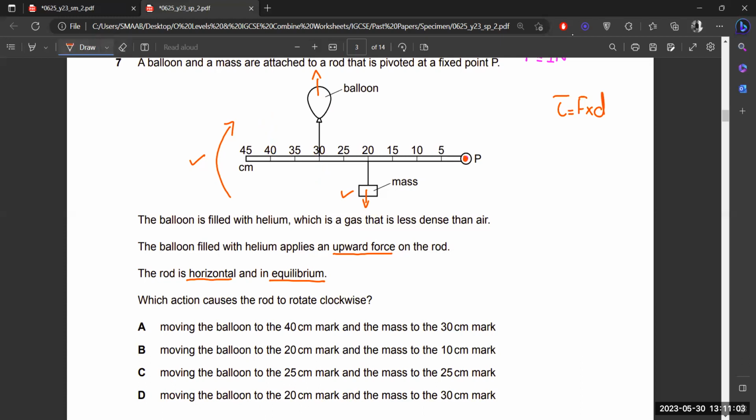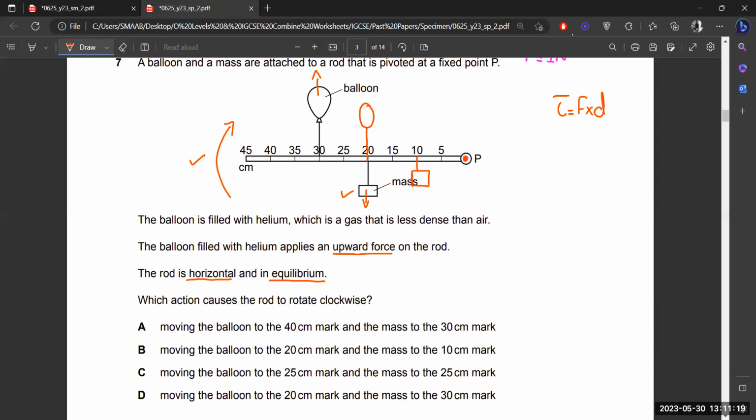Moving towards option B, moving the balloon to 20 centimeter. Okay. So we need to move the balloon to 20 centimeter and the mass to the 10 centimeter mark. So we decrease the moment.